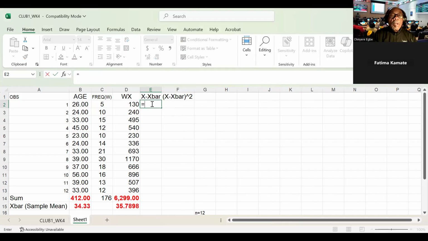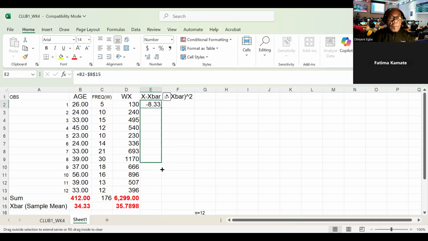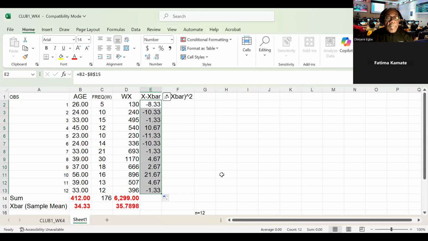So this is equals each value, which is B2, minus x bar, which is $B$15. Sorry, the mean is in B15. So we are looking at 34.33 as what we subtract from. We subtract 26 from 34.33. We subtract 24 from 34.33. That is what we get.